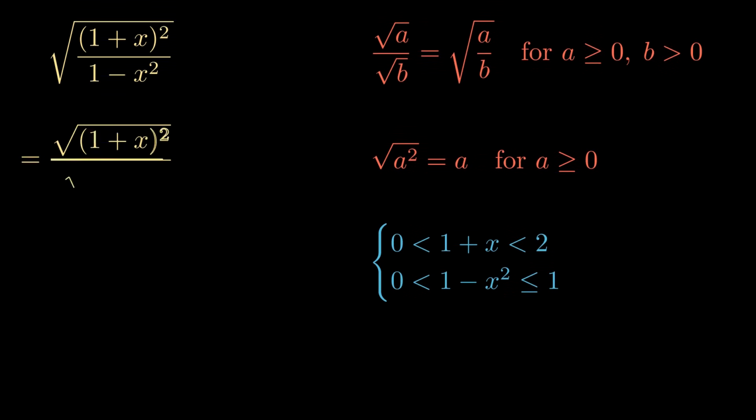This gives us the equivalent expression square root of 1 plus x all squared over square root of 1 minus x squared. Since 1 plus x is greater than 0, we can also use the property that square root of a squared equals a for all non-negative values of a to rewrite the numerator as 1 plus x instead of the square root of 1 plus x all squared. This turns the expression into 1 plus x over square root of 1 minus x squared, which is significantly easier to work with.